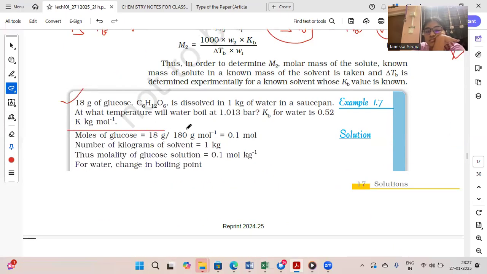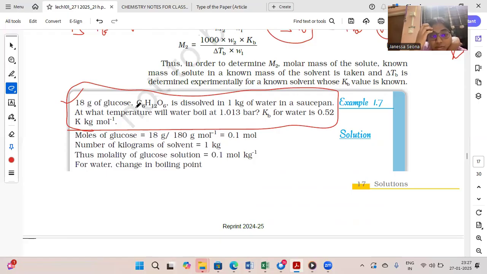Can you please read this problem, Janissa? 18 grams of glucose is dissolved in 1 kg of water in a saucepan. One second, Janissa, please wait. This is W2. Always the solute should be expressed as 2, and the solvent should be expressed as W1. So W1 is 1000 grams and W2 is 18 grams.